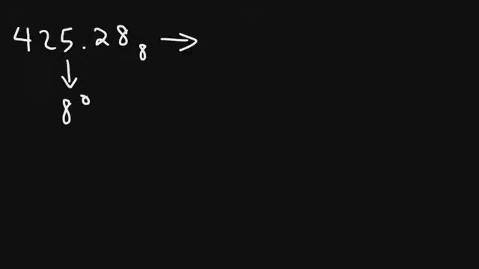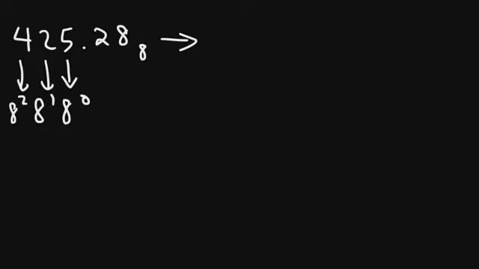Now, what if we have a fractional number, let's say 425.28 in the octal system? How can we convert that to a base 10 number in the decimal system? So we know that the 5 we need to multiply by 8 to the 0, and the 2 by 8 to the 1, and 4 by 8 squared.